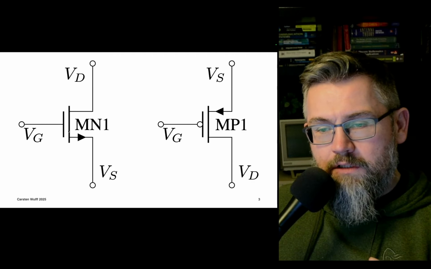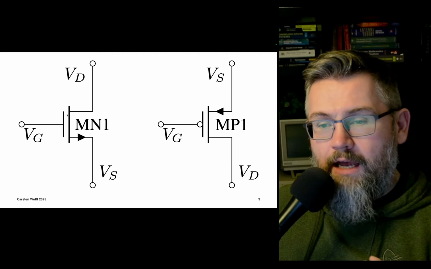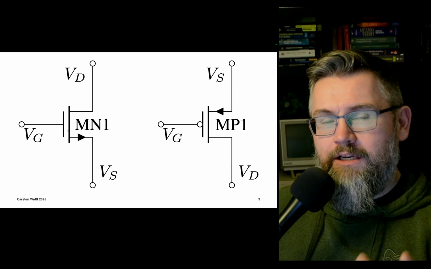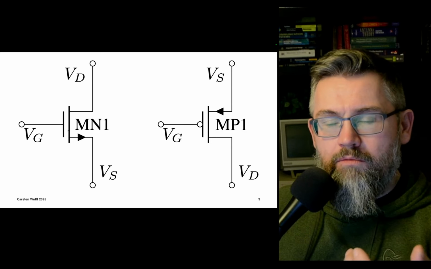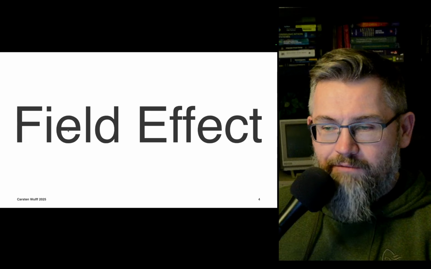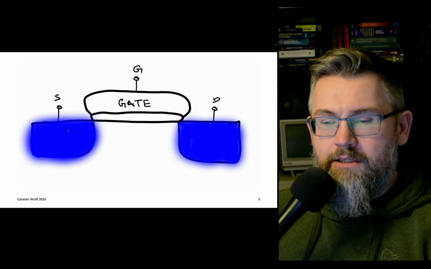There you can see that there's a space between the gate and the rest of the transistor, and that's to illustrate that there is an oxide, an insulator here. So these types of transistors work through an effect called the field effect. So imagine it like this.